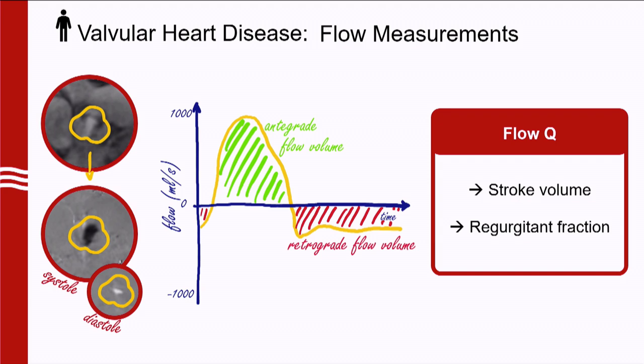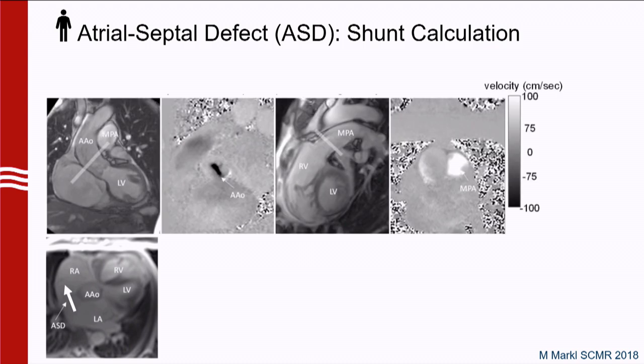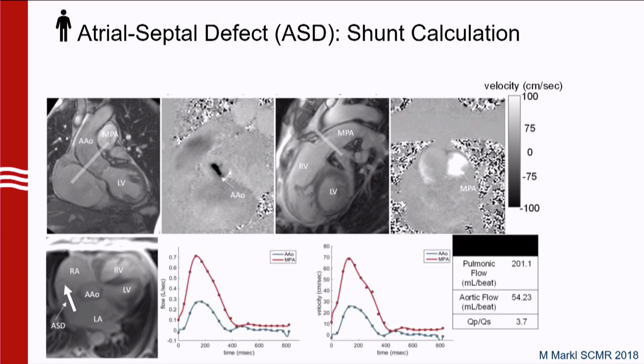We need the stroke volume to answer questions about shunts. And this is a case from Michael Markl with an atrial septal defect. And again, to answer the question, how bad is it, you need quantitative flow imaging, and we measure the stroke volume in the aorta and in the main pulmonary artery. And then we get the ratio Qp/Qs, and in this patient, there's almost 4 times as much blood flowing through the main pulmonary artery than the aorta. So this is severe, and this patient needs treatment.